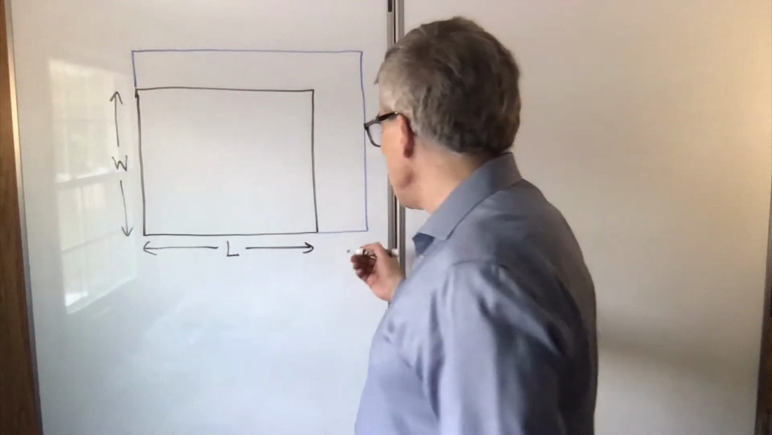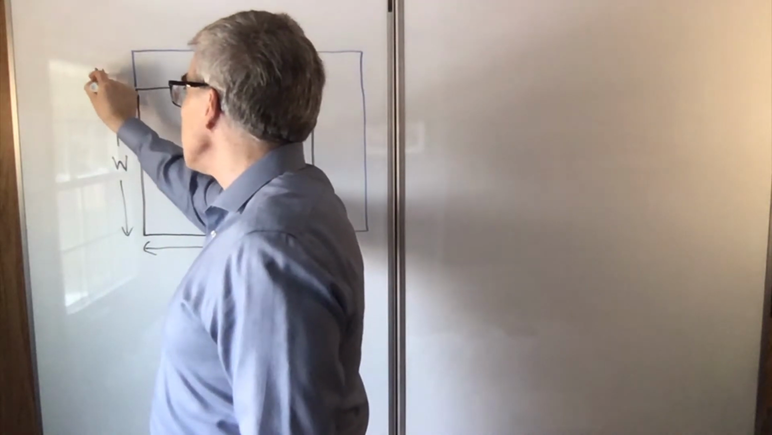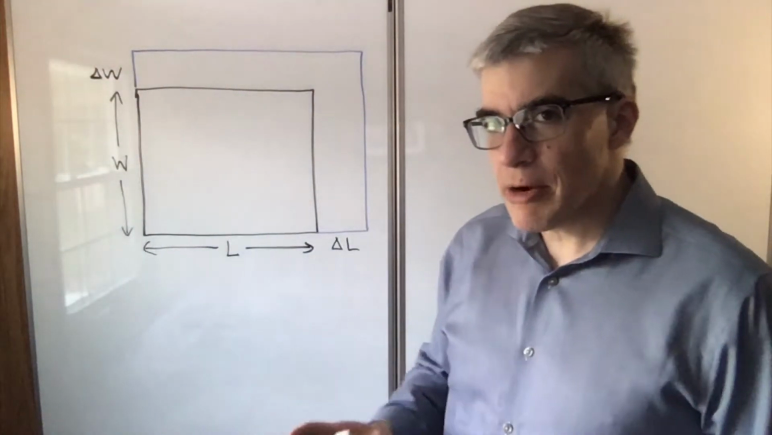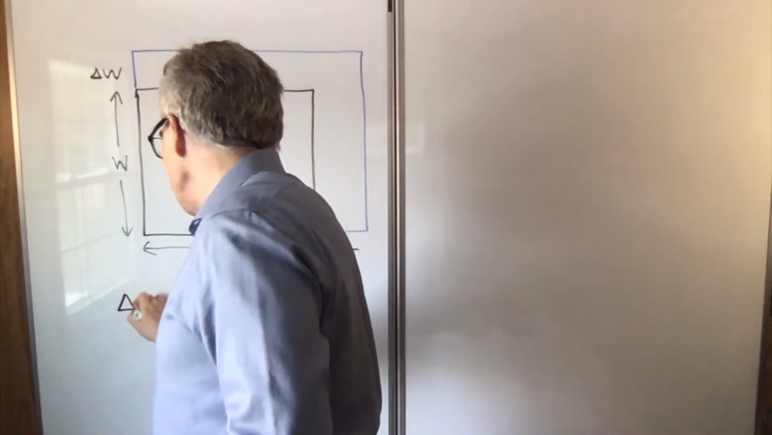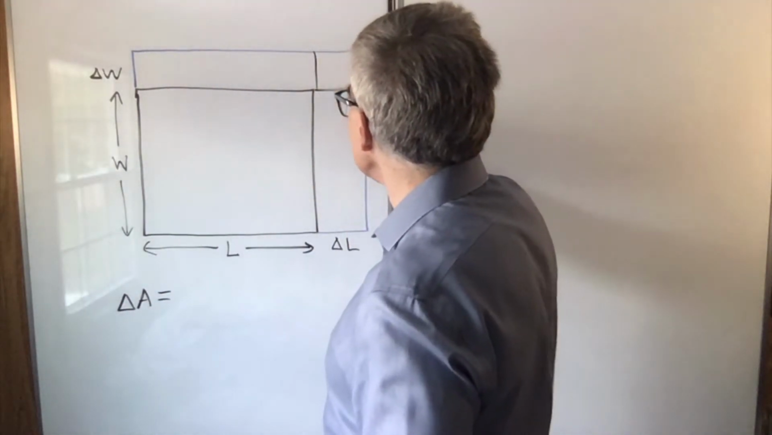The length is going to change by delta L. The width is going to change by delta W. So how much did the area change? The change in area is made out of three pieces. You could cut it like this and this.